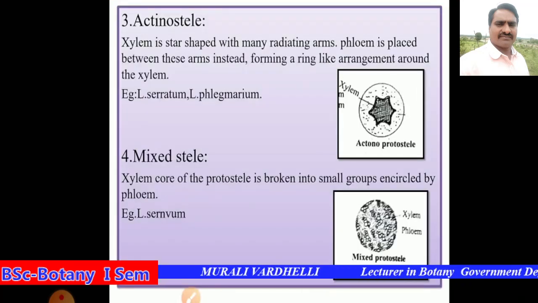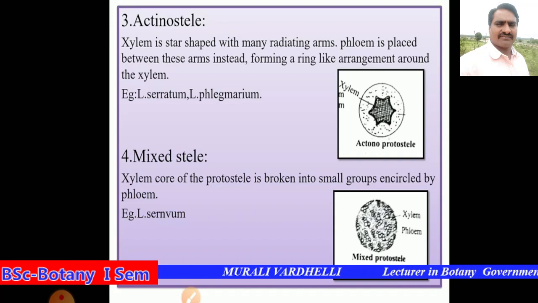Next one is actinostele. What is actinostele? In actinostele, xylem is star-shaped with many radiating arms. Phloem is placed between these arms, forming a ring-like arrangement around the xylem. So this type of protostele is called actinostele, right?